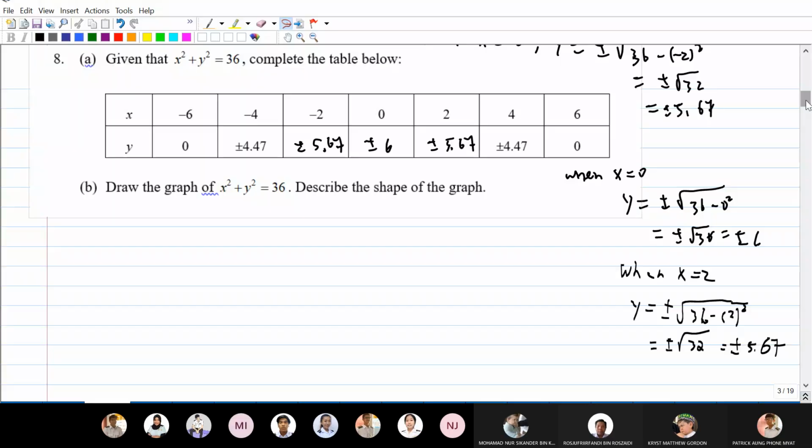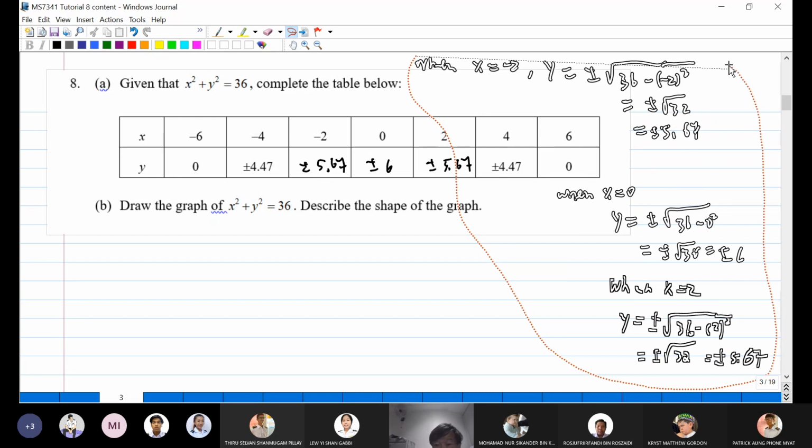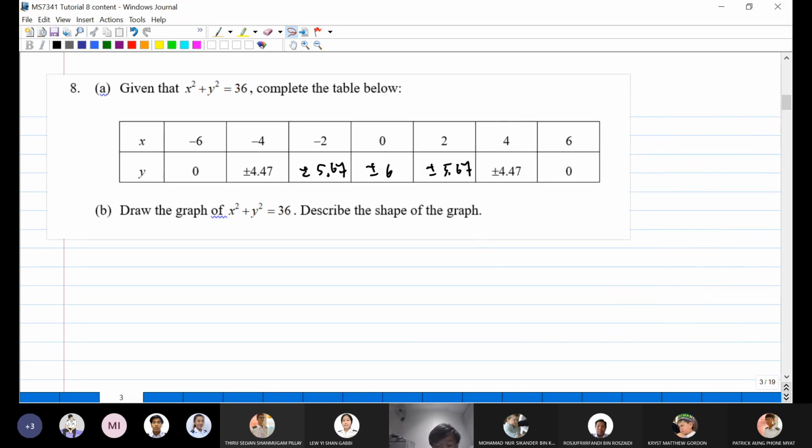Okay, just in case you don't know, this is a warm up, because you need to know all these things in order to attempt the more difficult question. All right, so let's look at how I do this question 8 first.